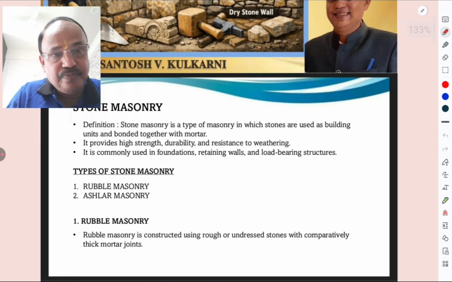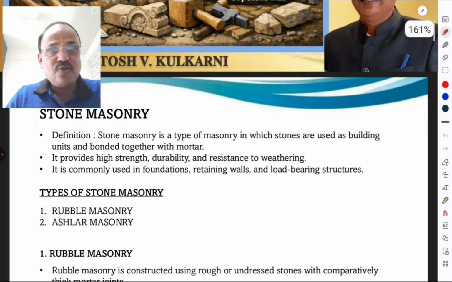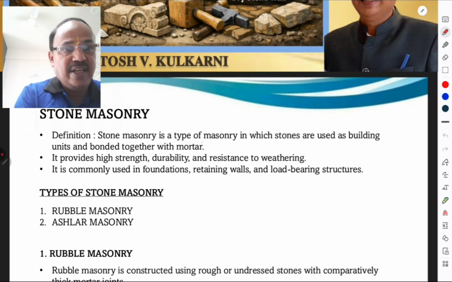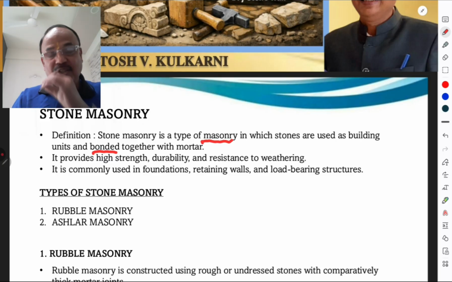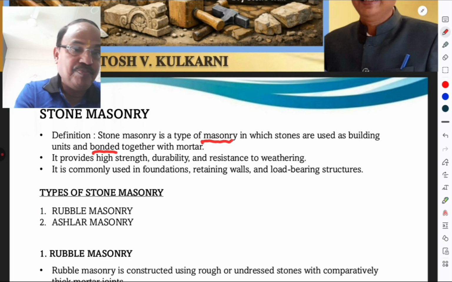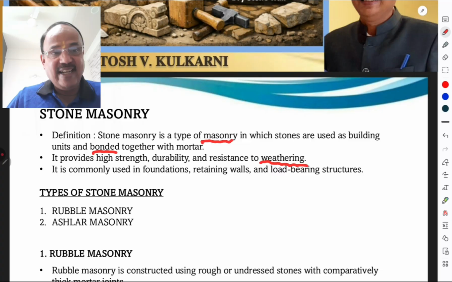What is stone masonry? Stone masonry is the type of masonry in which stones are used as building units and bound together by means of mortar. So that is stone masonry, meaning the use of stones for the construction of walls. Such masonry is called stone masonry. It provides high strength, durability and resistance to weathering. What is weathering? It is resistance to weathering action. It is commonly used in foundations, retaining walls and load bearing structures.